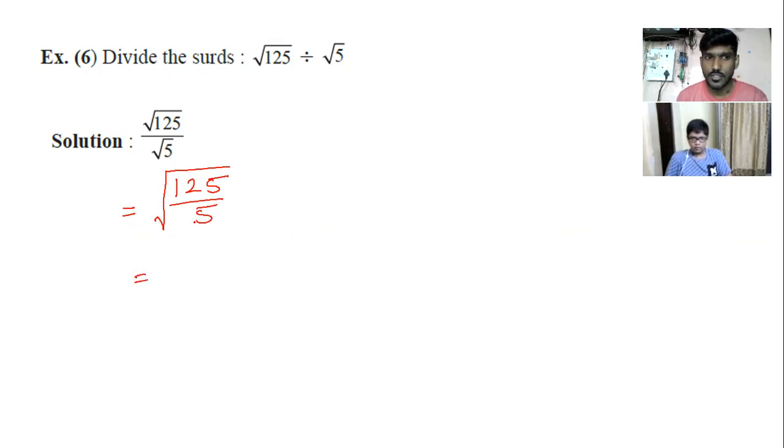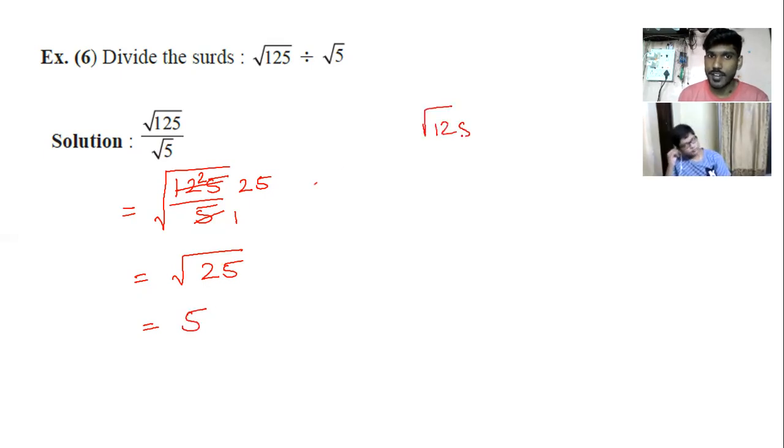So let's do the cancellation. 5 ones are 5. 5 twos are 10. 2 borrowed. This became 25. So this becomes 5 fives are 25. So it is under root of 25. And you know, square root of 25 is 5. So under root 125 divided by root of 5 is 5. The answer is 5. Did you understand this?